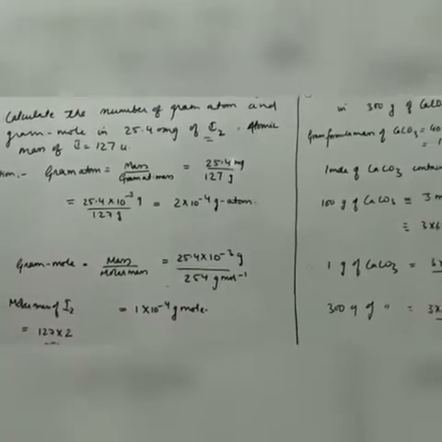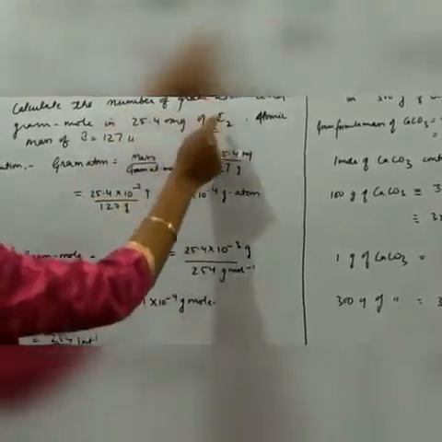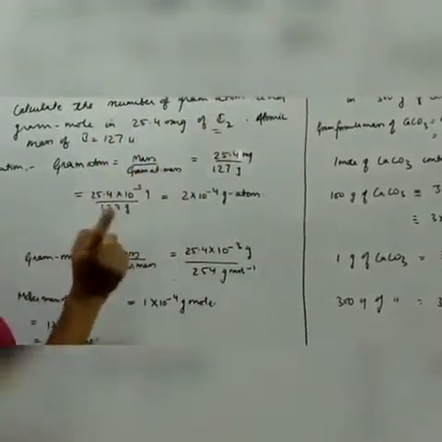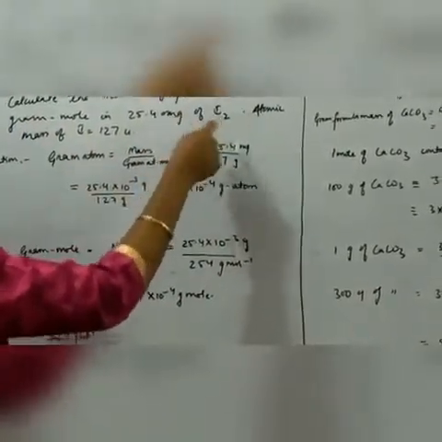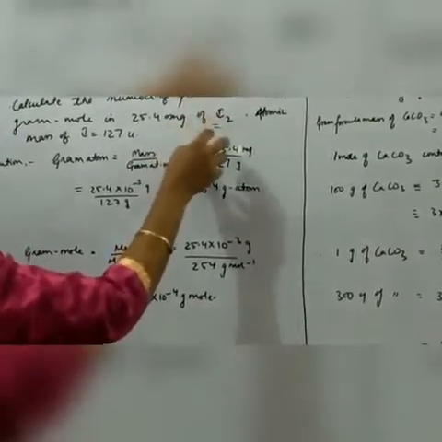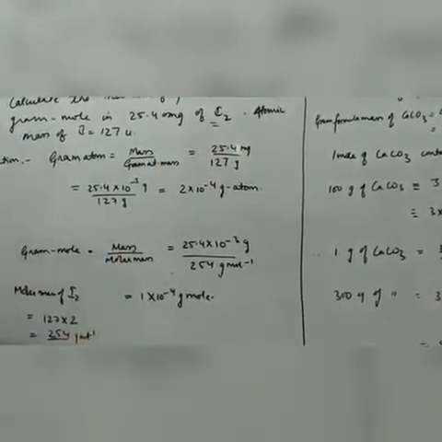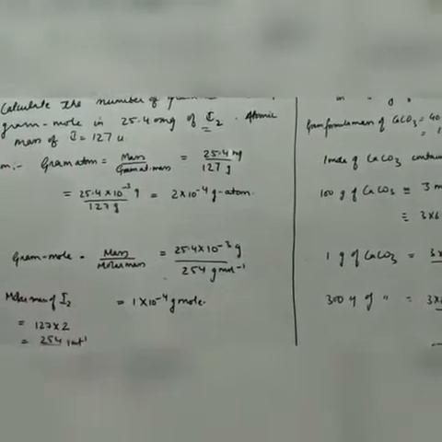So in the gram atom, when you are finding the number of gram atom, we consider a single atom there, and when it is a gram mole, you have to consider the complete mole, that is the complete iodine molecule. This is I2. As a molecule we have to consider it.